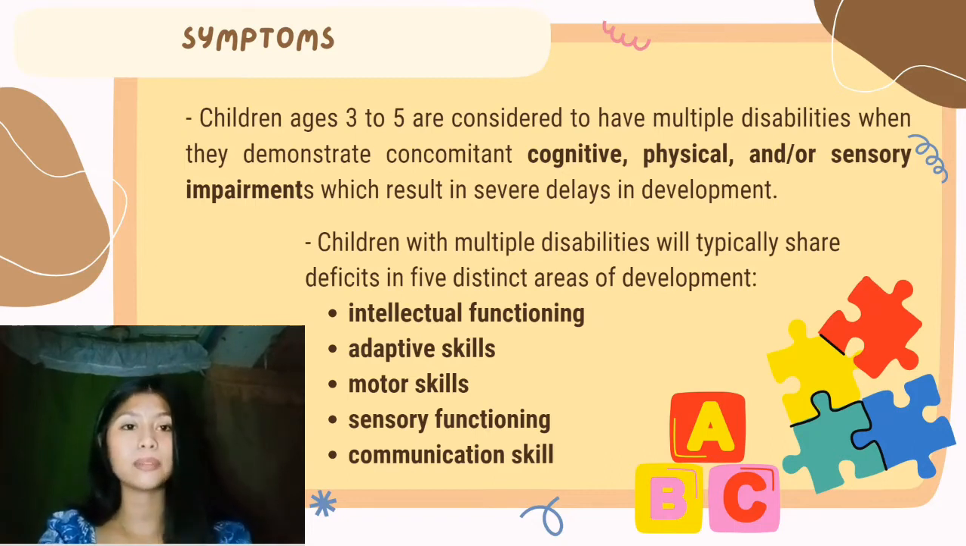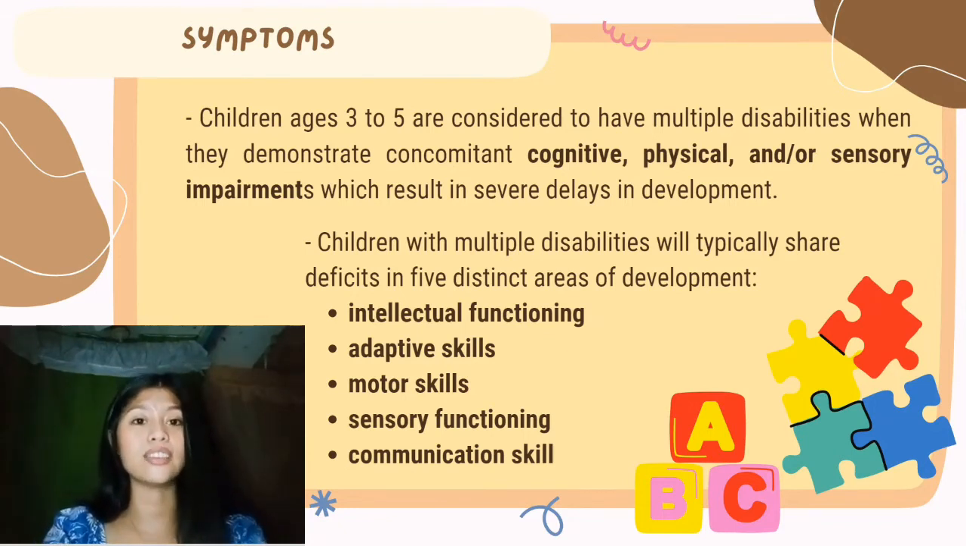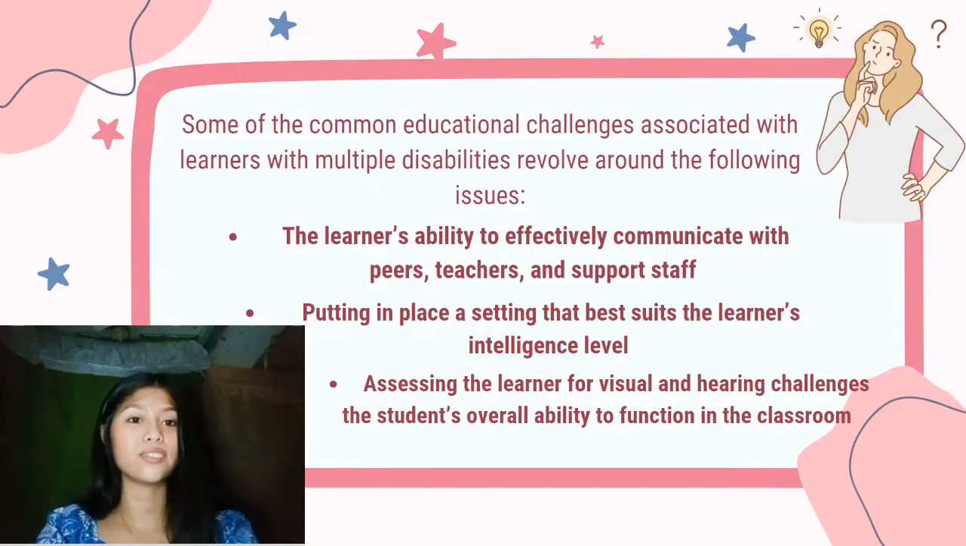Let's just keep in mind that the common connection between students in this category is not just that they have two or more coexisting impairments, but that they generally need extensive support across many skill areas. And speaking of extensive support, I enumerated some common educational challenges associated with students with multiple disabilities.